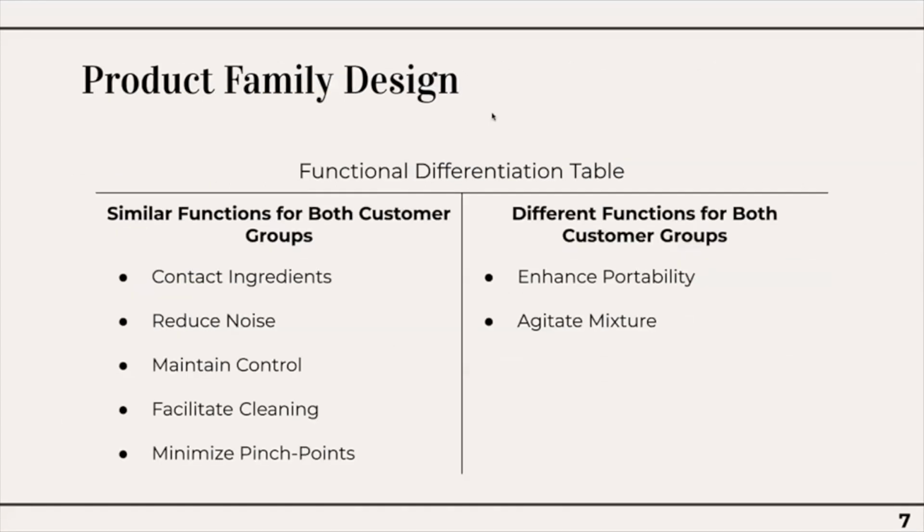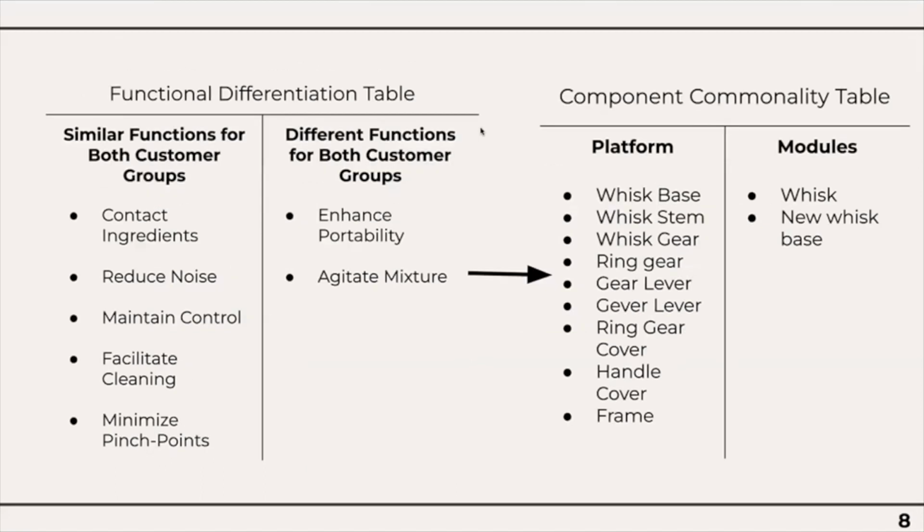Looking at our product family design table, we highlighted that our two customer groups have different demands. The type of portability and homogenization may differ between the two. This allowed us to identify which model parts will drive the product differences between the variants, such as the whisk and the whisk base, which will have the biggest effect on enhancing portability and agitating the mixture.